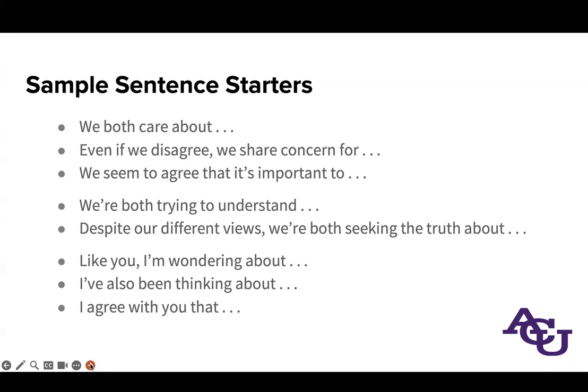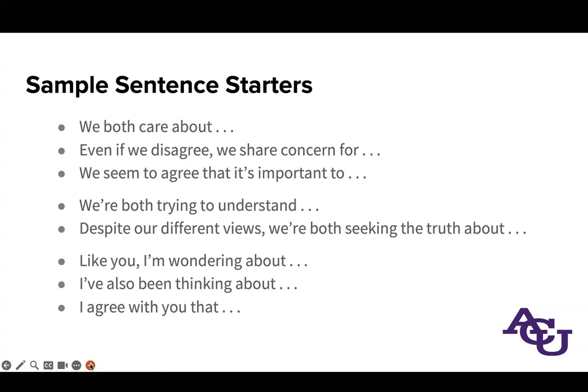There is a commonality here. We both understand, even if we disagree, we share. We seem to agree that it's important to understand. Okay, despite our different views, we're both seeking the truth about.